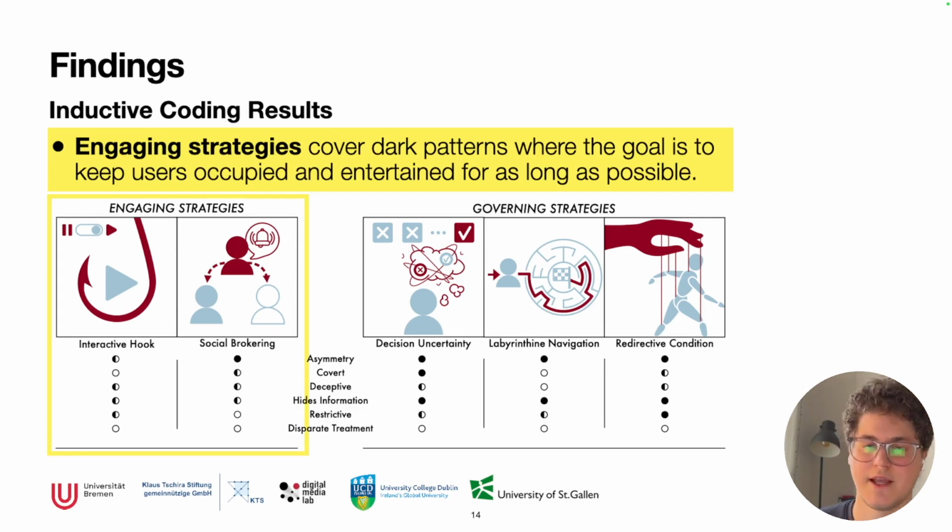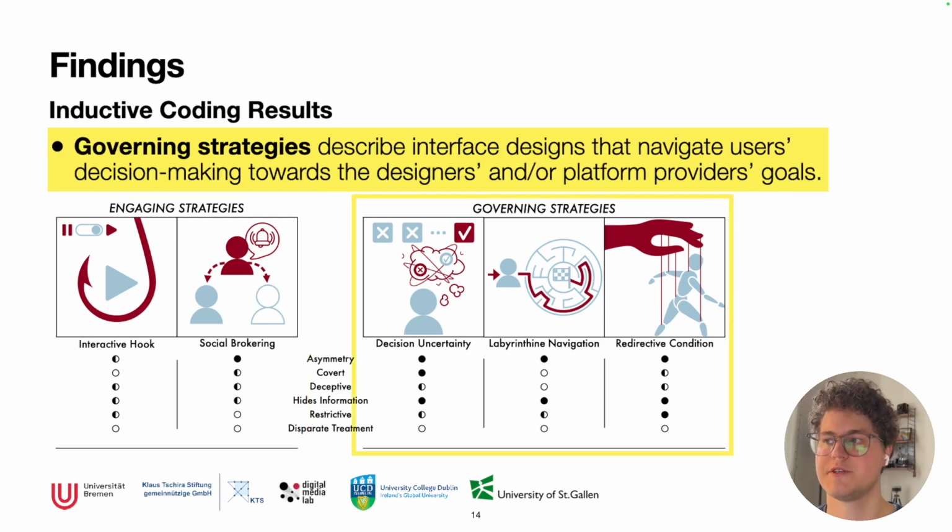On the one side, we have the engaging strategies that cover dark patterns where the goal is to keep users occupied and entertained for as long as possible. This includes the interactive hook and the social brokering dark patterns. On the other side, we have the governing strategies, which describe interface designs that navigate users' decision-making towards the designers' and/or platform providers' goals. This includes the decision uncertainty, labyrinthine navigation, and redirective condition dark patterns.